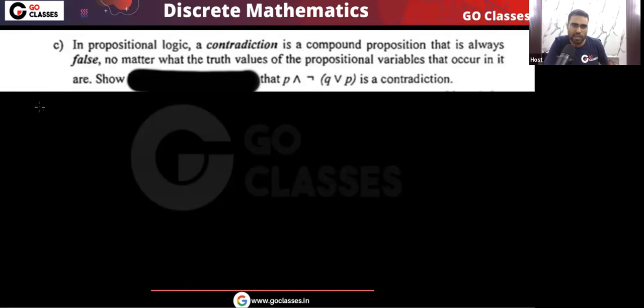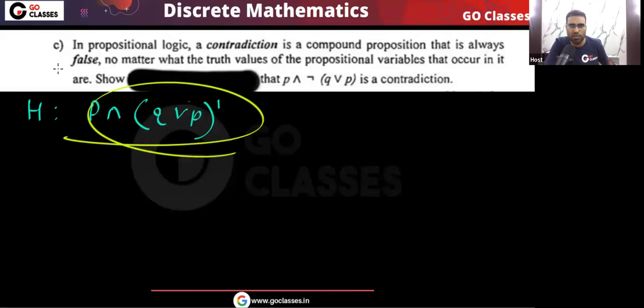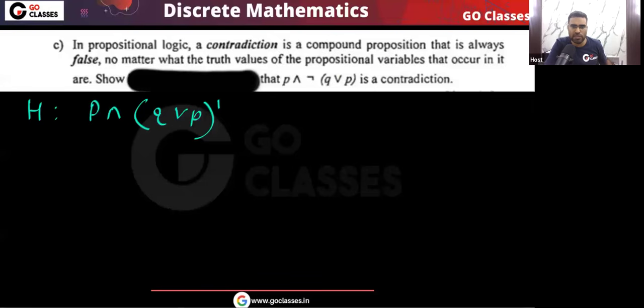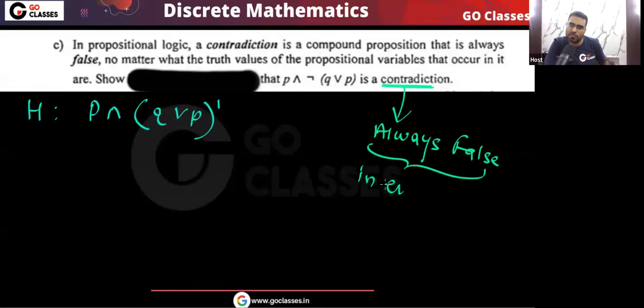Let's solve this question by the by case method. Please understand our expression, let's call it H. This expression is P and negation of Q, or P: it is (Q or P) negation. Now let's solve it, and we want to prove that this is a contradiction. Tell me what is the definition of contradiction. Contradiction means always false, means in every case it must be false. Do you agree with me? Contradiction simply means always false, in every case it should be false.